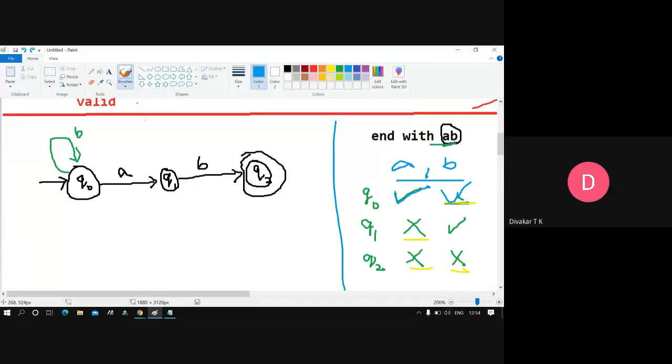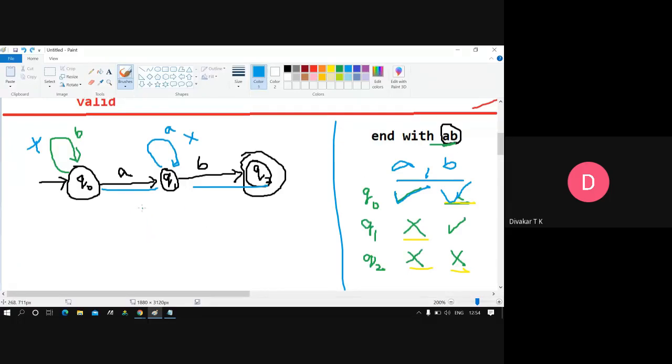Excellent. First, we have to check with self loop A for this state. A self loop means you can consider it or you can skip it. First case, I'll skip both self loops when reading. I'm just reading straight from start to end: A, B. It is valid now. Yes or no? Perfect, it is valid.